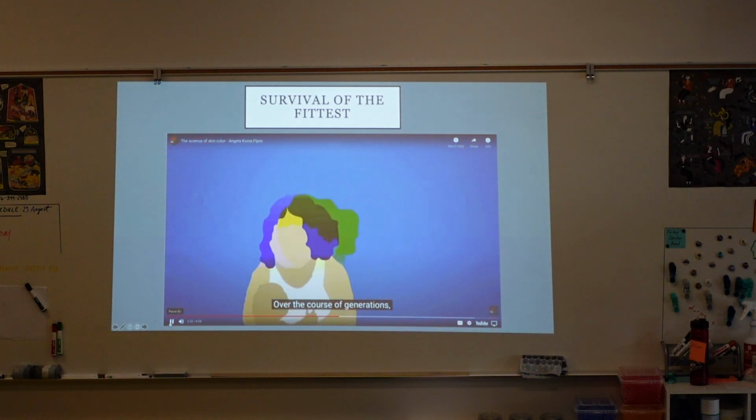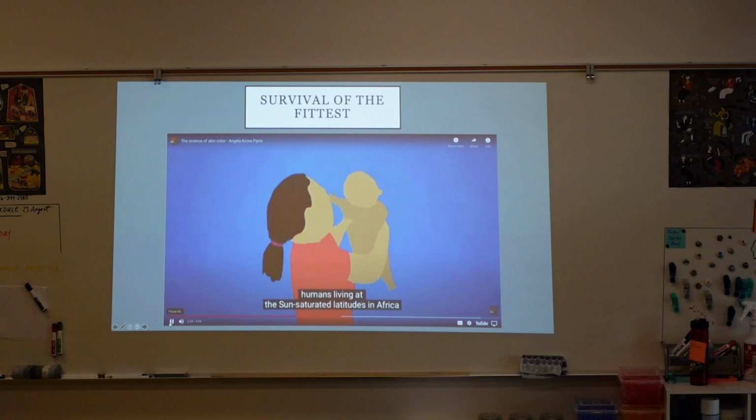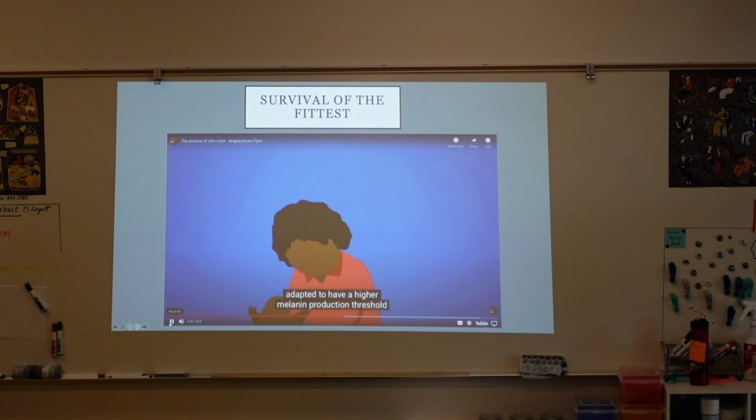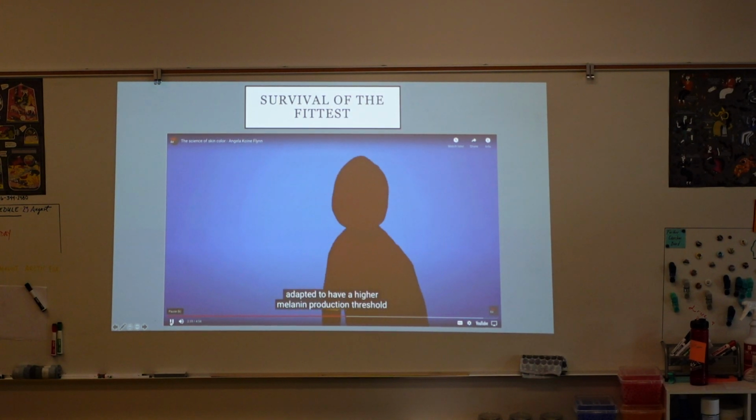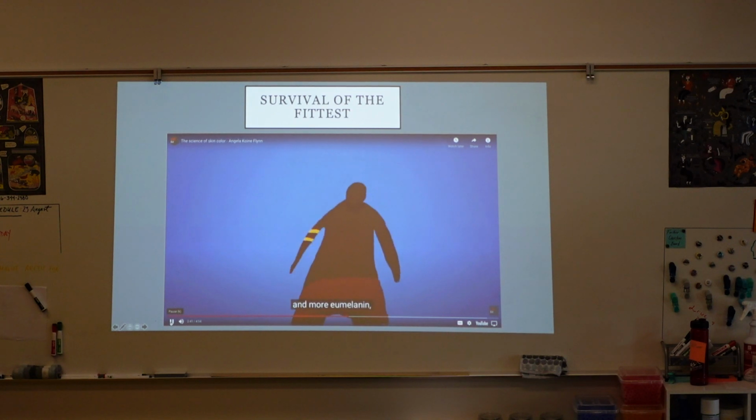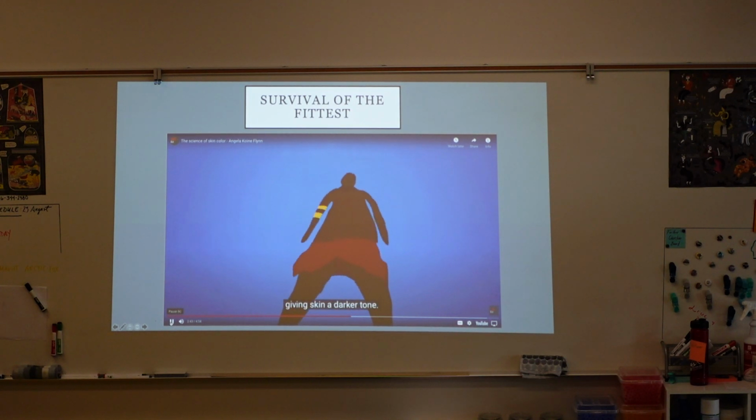Over the course of generations, humans living at the sun-saturated latitudes in Africa adapted to have a higher melanin production threshold and more eumelanin, giving skin a darker tone.